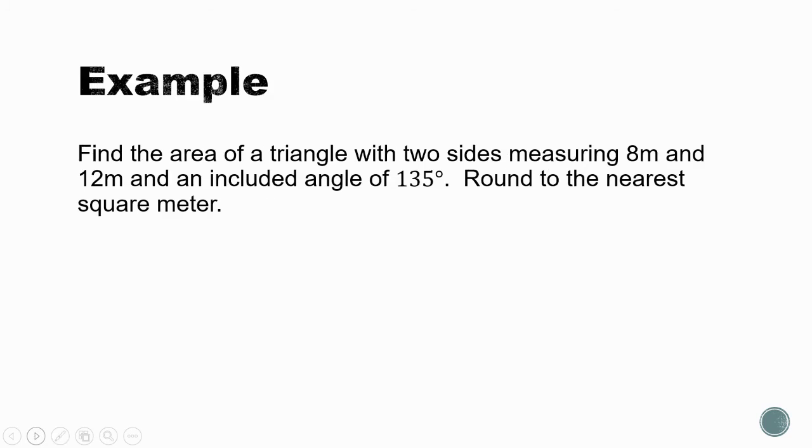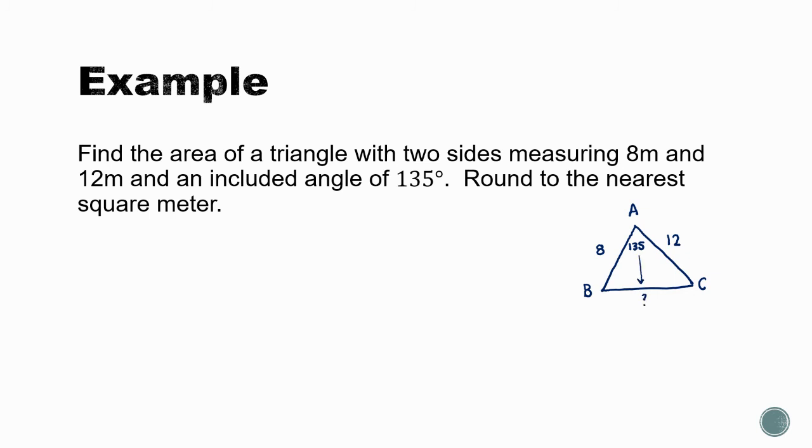Okay, so we want to find the area of a triangle with 2 sides measuring 8 and 12 and an included angle of 135. So think about if I randomly labeled it ABC. If I named one side 8, one side 12, the included angle is always the angle that is in between them. So that would be angle A here. So notice that the angle that I'm giving you is across from the unknown side, and that's how it always should be.